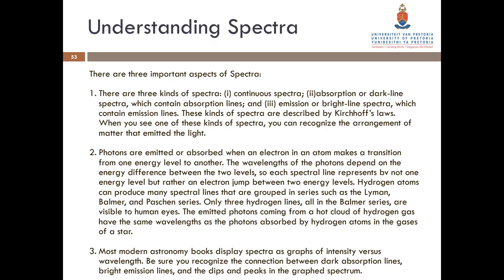So there are three kinds of spectra that you need to know: continuous spectra, absorption or dark line spectra, which contain absorption lines, and emission or bright line spectra. These are the three types of spectrum we are going to work with. And these kinds of spectra are described by Kirchhoff's laws.